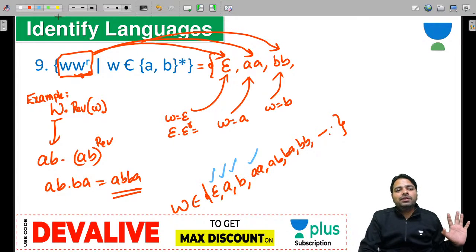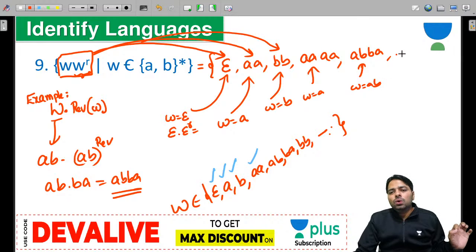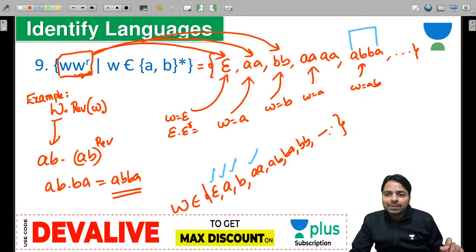Next take AA. When you take AA, its reverse is AA only. Right? When you put it here. And next when I put AB as W, then the reverse is BA. This is when W is AB, and so on. Now what kind of dependency do we have? The first symbol is the same as the last and the second symbol is the same as the second last.